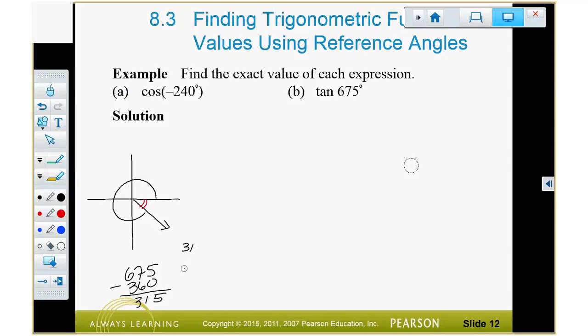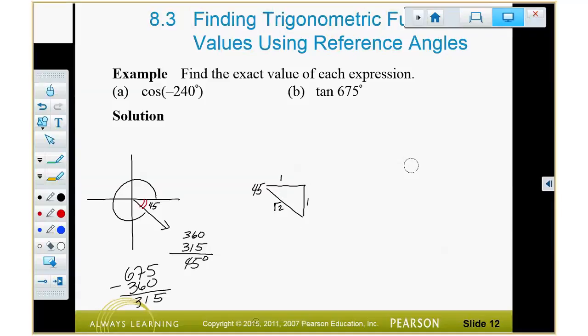Well, 360 minus, I'm sorry, 360. Should be 45 degrees, shouldn't it? Now, this is 45 degrees. So 45 degrees is going to be like this: 1, 1, square root of 2.